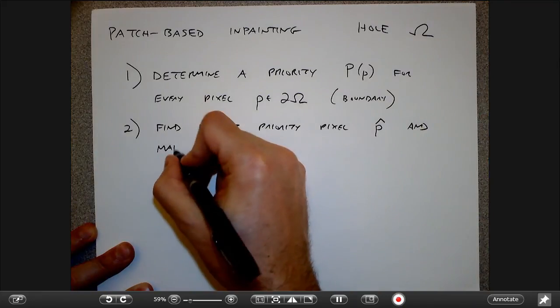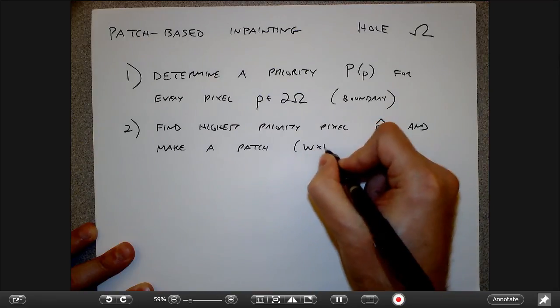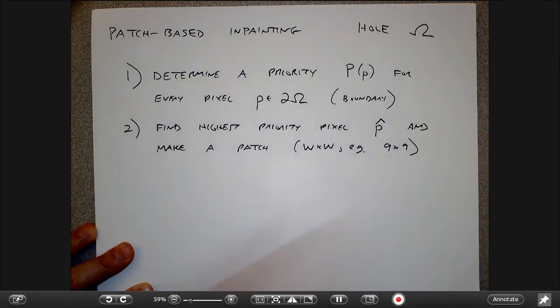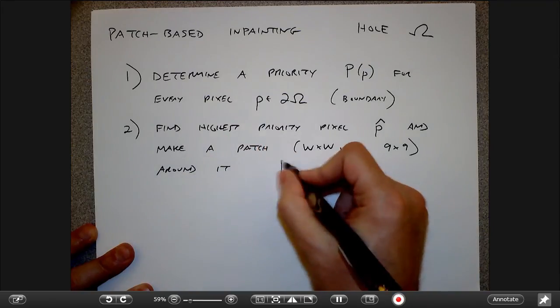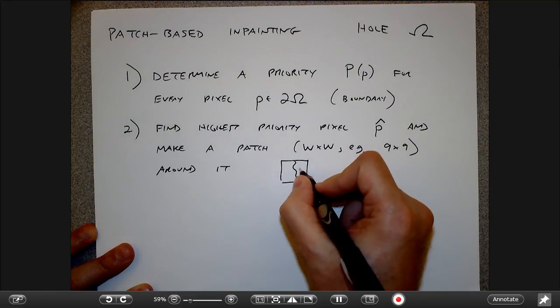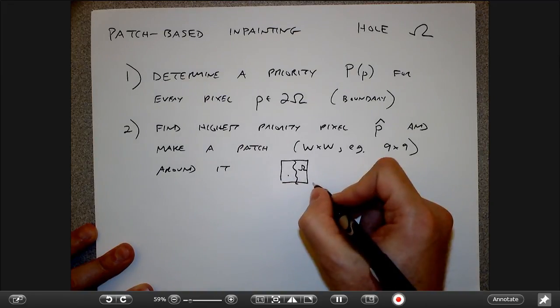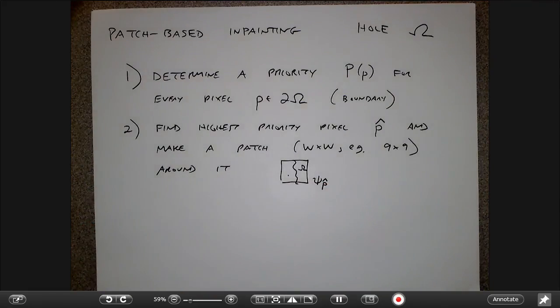make a patch around it. This is typically some square patch, maybe like a 9 by 9 patch. You can set the size of this patch. So that means that what I have is some part of this patch that is inside omega, and then some part of this patch that is the original image, okay? And so I can call this my psi sub p hat, right? This is the best patch I found along the boundary.